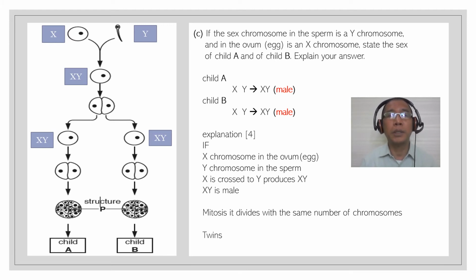Explanation. So we said that in the egg cell you have X and in the sperm cell you have Y. Once they fuse during fertilization to become a zygote, it contains XY. And this now becomes the parent cell and then divides to become two daughter cells with an XY and XY chromosome in them. Then this will divide further to become structure P, which is your embryo in the uterus, to form the fetus A and fetus B. So this will be child A and child B. So they will become twins.